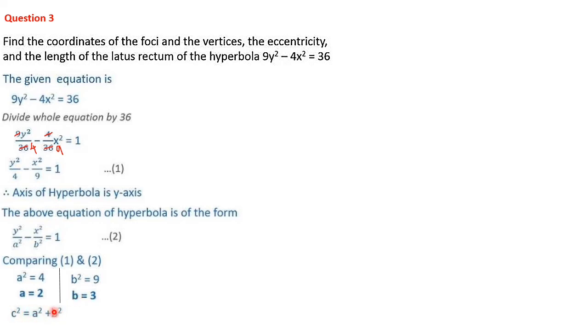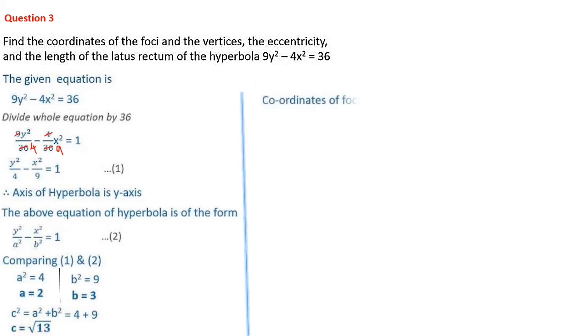By using that formula we can calculate the value of c. That is equal to c squared equals a squared, which is 2 squared, 2 squared is 4, plus b squared, which is 3 squared, that is 9. So 4 plus 9 is 13. Then c, when we calculate, root of 13 will come. Some of the steps, if you know how to write, you can simply use mental calculation and write the answers.